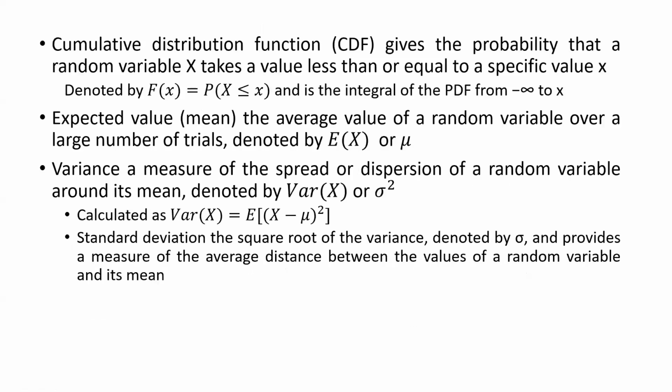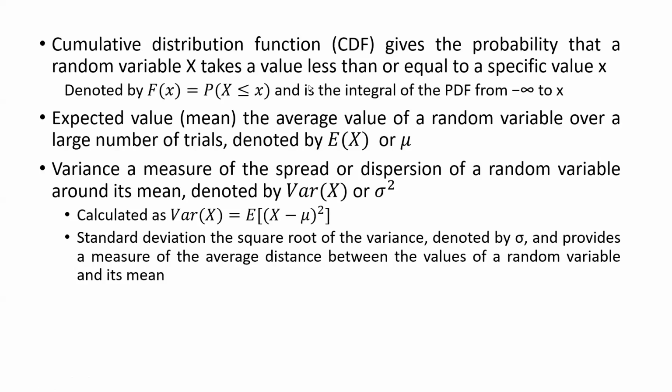Now, the cumulative distribution function. Cumulative distribution function means we are making the accumulation up to a certain point, say x. It is denoted by F of x, which is equal to the probability of X up to small x, and it can be expressed as the integral from minus infinity to x of f(x) dx.